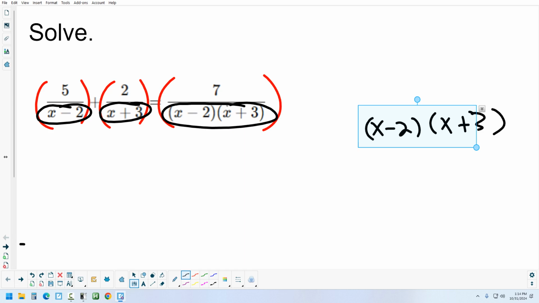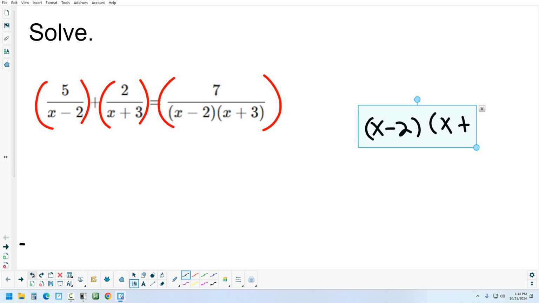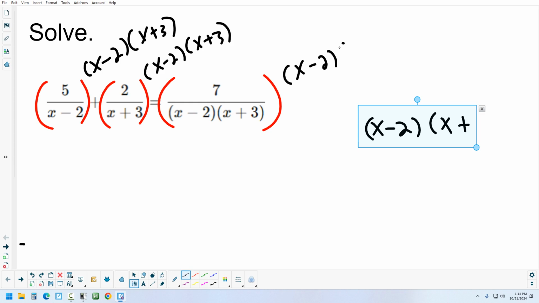So usually what you end up multiplying by is this and that. Those are the two things you end up multiplying by. So we're going to multiply all three of those by x minus 2, x plus 3, and something should cancel out each time. Okay, so watch what happens. This is like the step when we multiplied everything by 3 times 2. It's kind of what we're doing right now. So x minus 2, x plus 3, x minus 2, x plus 3.